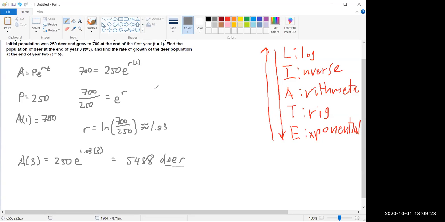You got 5494. Yeah, I think depending on if you round R or not, you'll get a different answer. So just double check what R you used.